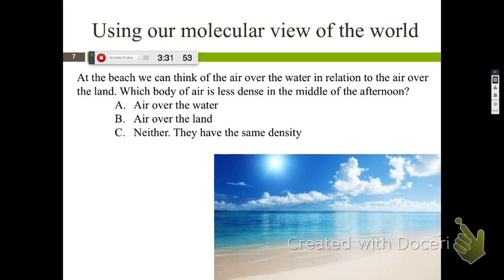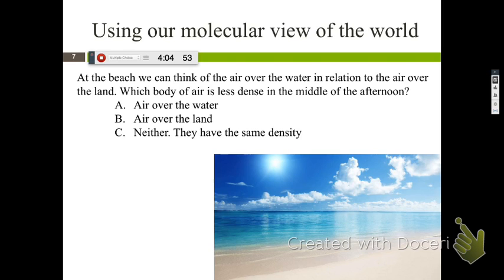If the molecules of gas expand over the warm part of this scenario we're talking about, does that increase their density or decrease their density? Going back to Matt's definition of density, which is the mass over the volume, the mass is now spread out further apart. Did that increase our mass or decrease our mass for a given area right over the sand? It's going to decrease our mass.